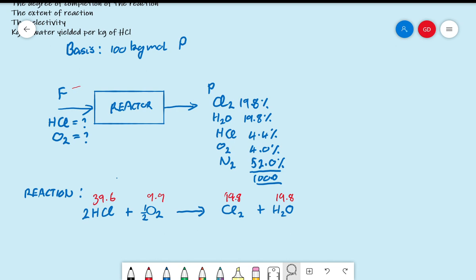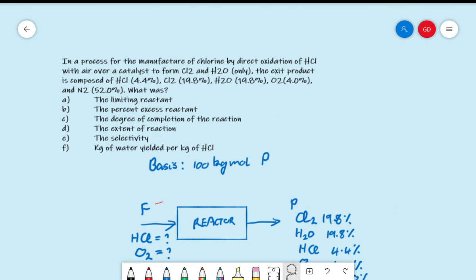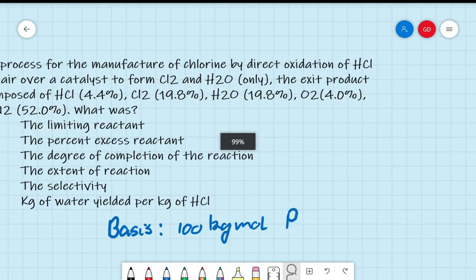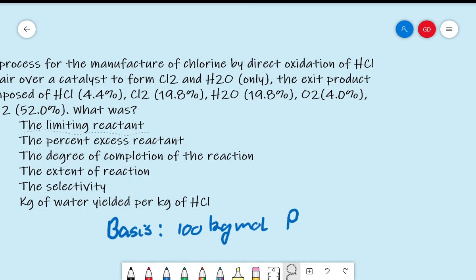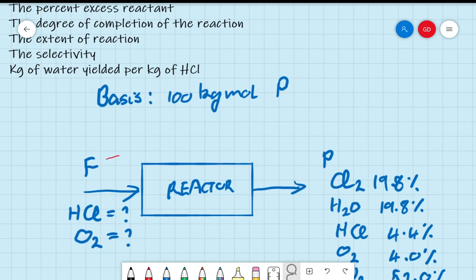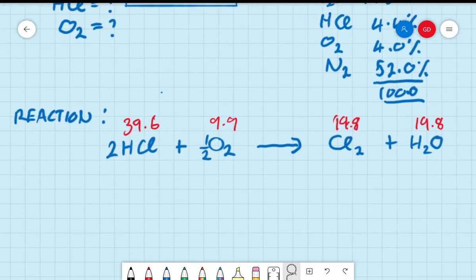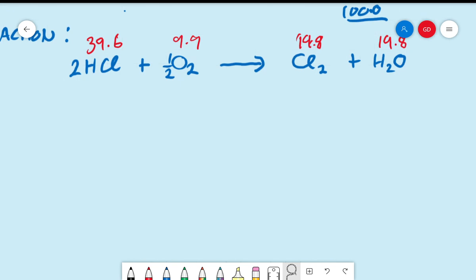So now our focus is to find the limiting reactant. That's what we want to find. How do we go about doing that? We need to first find what was initially fed into the system. So now we go and say F stream. In the F stream we can have the HCl that was fed into the system.